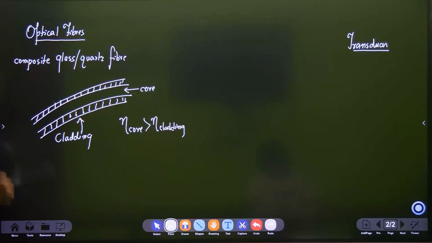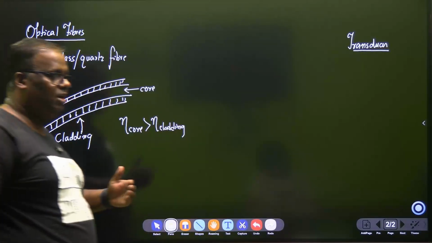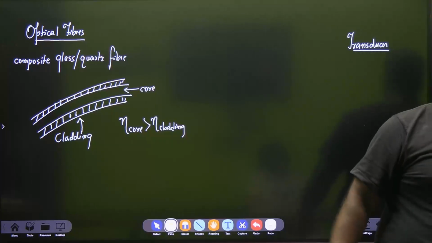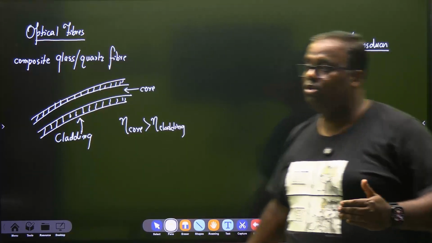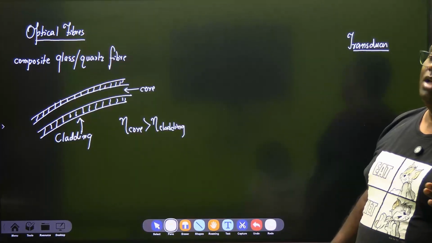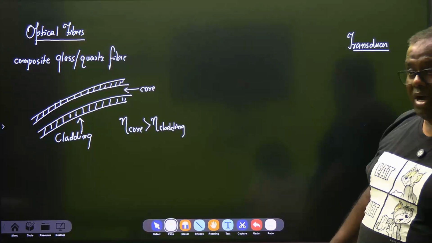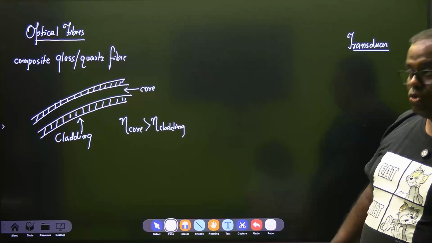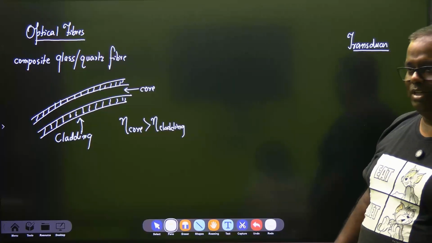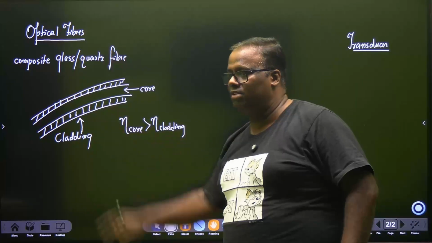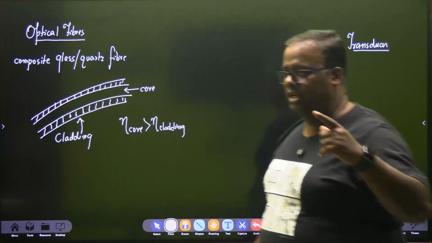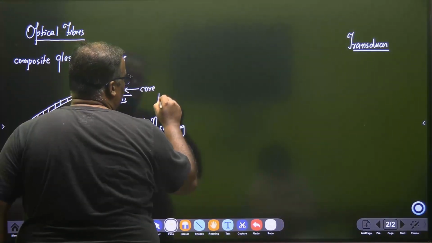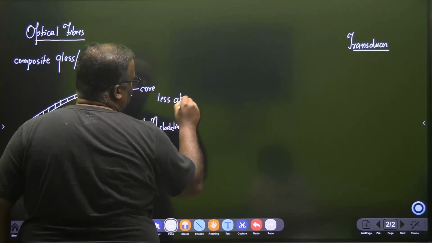Higher the refractive index, more is the ability for a material to bend light. And since we are looking for total internal reflection, our main hunt will be to bend the light as much as possible so that it cannot escape. So to bend the light, you need more refractive index. That's why the core will have a refractive index which is more than the cladding. And the core also has less absorption.